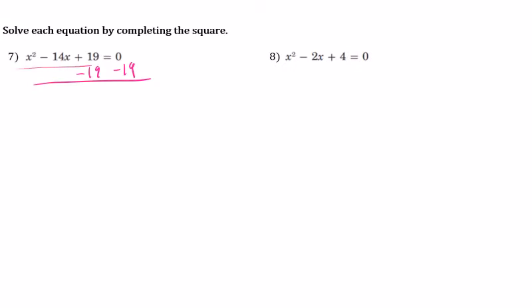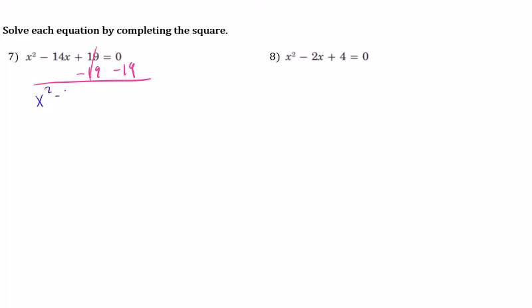So even if we wanted to use factoring, there are no numbers that have a product of 19 that also have a sum of 14, right? The only numbers that are factors of 19 are 1 and 19, and if you add them together or subtract them, you don't get 14. So anyway, I'm going to subtract 19 from both sides.